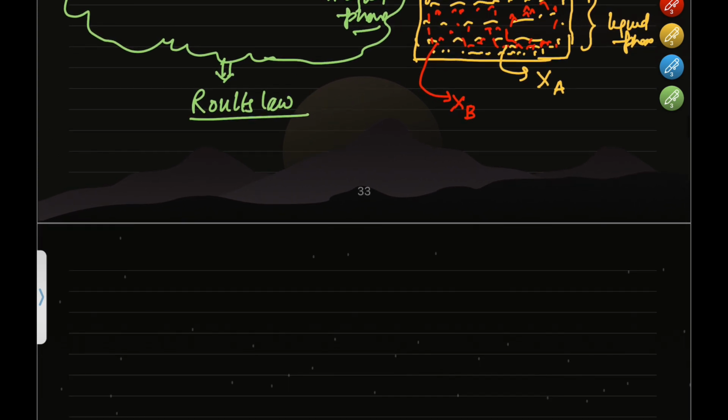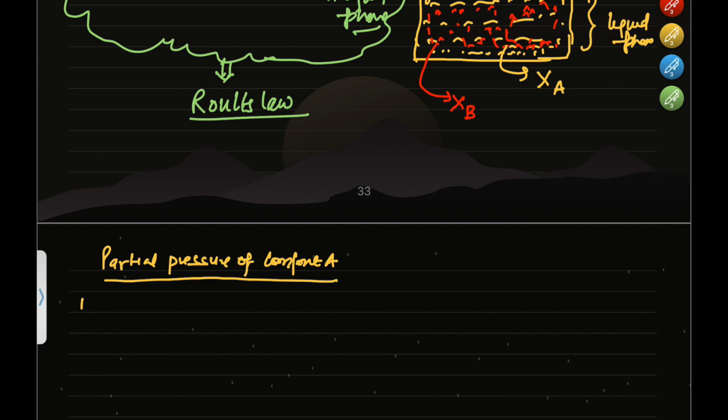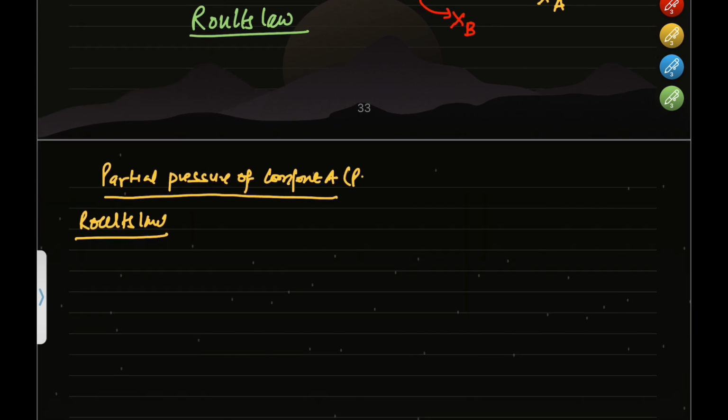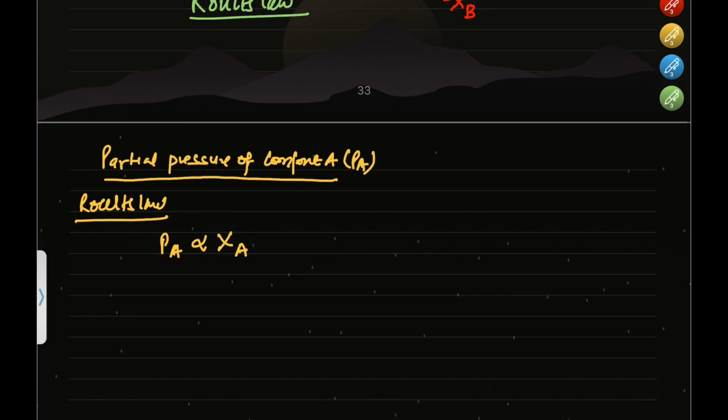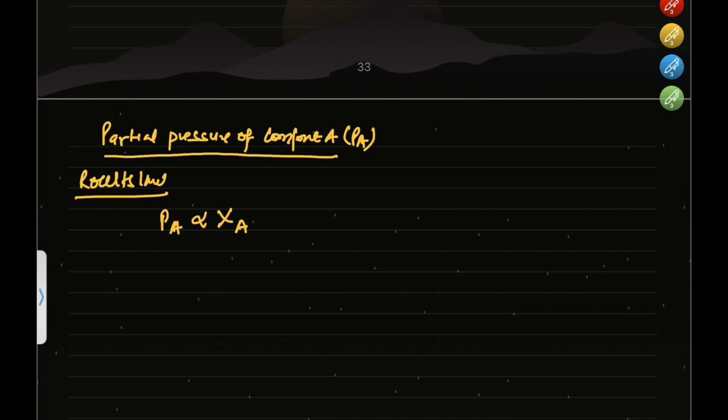Mathematically, Raoult's law: partial pressure of component A, P_A, is directly proportional to the mole fraction of that component, component A. The proportionality constant is equal to the vapor pressure of pure component A. So P_A is equal to the vapor pressure of pure component A times the mole fraction of component A. This is the partial pressure of component A from Raoult's law.